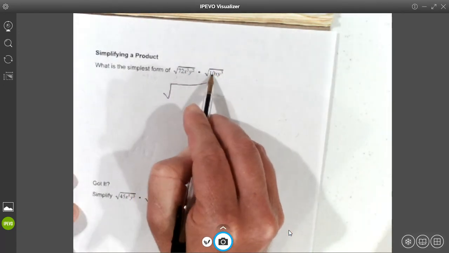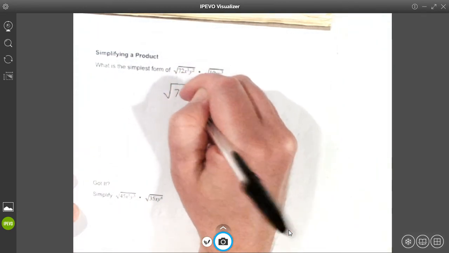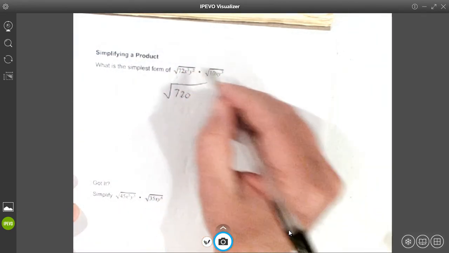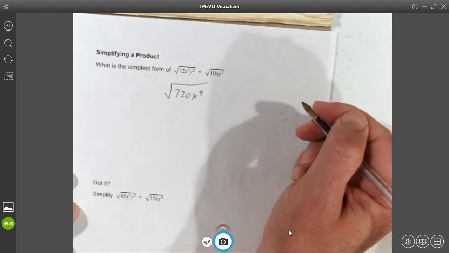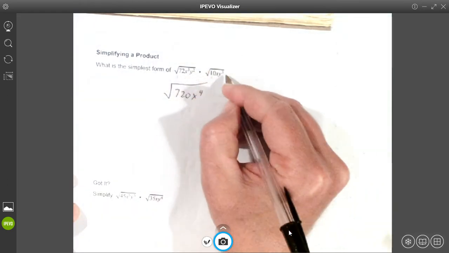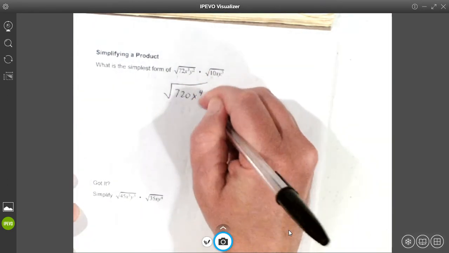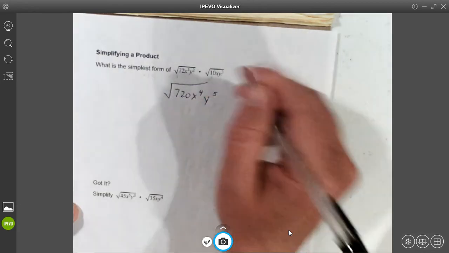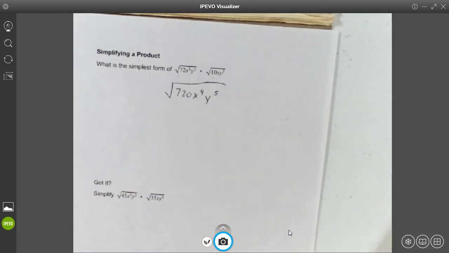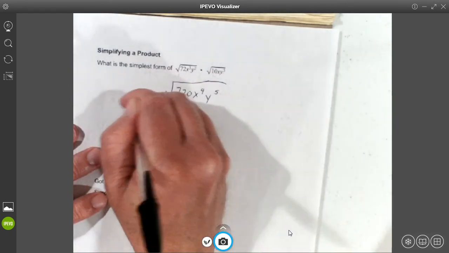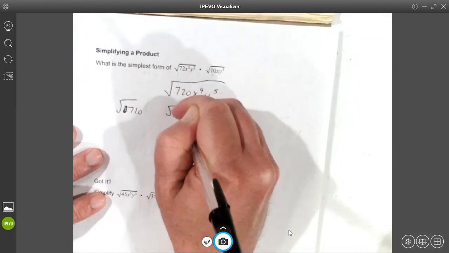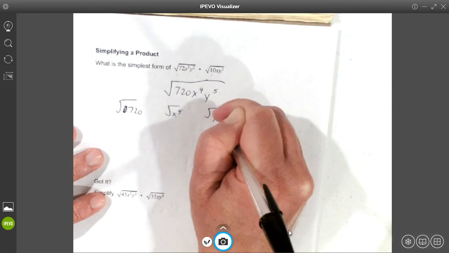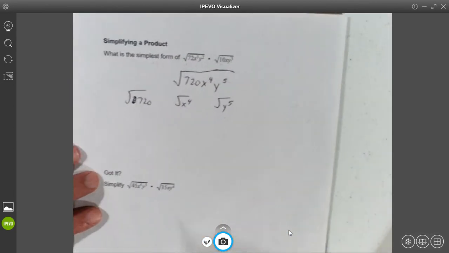So I can multiply 72 by 10. That's 720. I can multiply x cubed times x to the 1st by adding the exponents. That's x to the 4th. And then I can multiply y squared times y to the 3rd by adding the exponents, and that's y to the 5th. So here's what I get when I multiply, but now I want to simplify that. So again, I'm going to break it up. The square root of 720, the square root of x to the 4th, and the square root of y to the 5th. So, square root of 720.